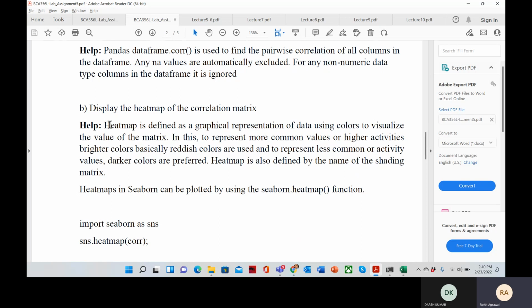What is a heat map? It is defined as a graphical representation of the data. So the matrix that you obtained in the first part, you are just graphically representing using colors. To represent more common values or higher activities, a brighter color. Using this graphical representation, you can see different colors for different coefficients. So darker colors have some importance, brighter have something else. So we will see this.